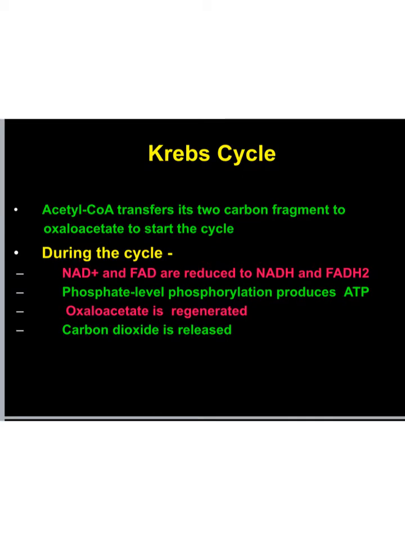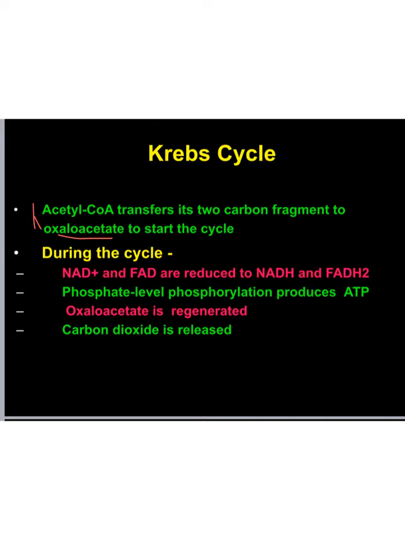Okay, so let's talk a little bit about the Krebs cycle then. Acetyl-CoA transfers its 2-carbon fragment to oxaloacetate to start the cycle. So that is the first reaction of the Krebs cycle. So acetyl-CoA is going to join with this other molecule called oxaloacetate, and that starts the cycle off.